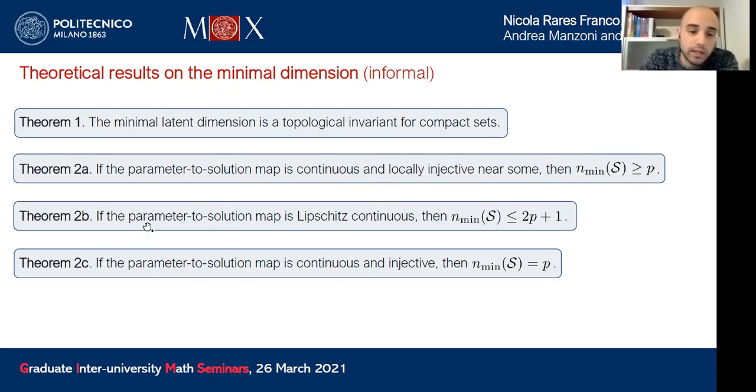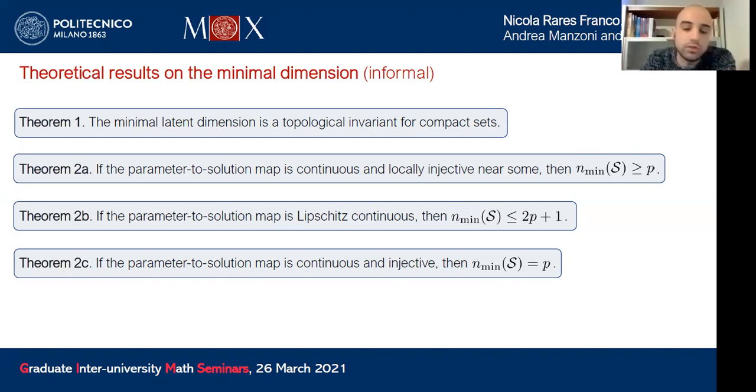The third one, instead, is a bound from above, which is the most interesting one. If you assume the correspondence from the parameters to the solution to be Lipschitz, then you know that the solution manifold has a latent dimension that is at most 2p+1. And this is a bound that you can prove using dimension theory results, particularly the Menger-Nöbeling embedding theorem, which tells you that if a space has topological dimension p and is separable, then you can embed it in R to the power of 2p+1. And working on that result, you can work things out.